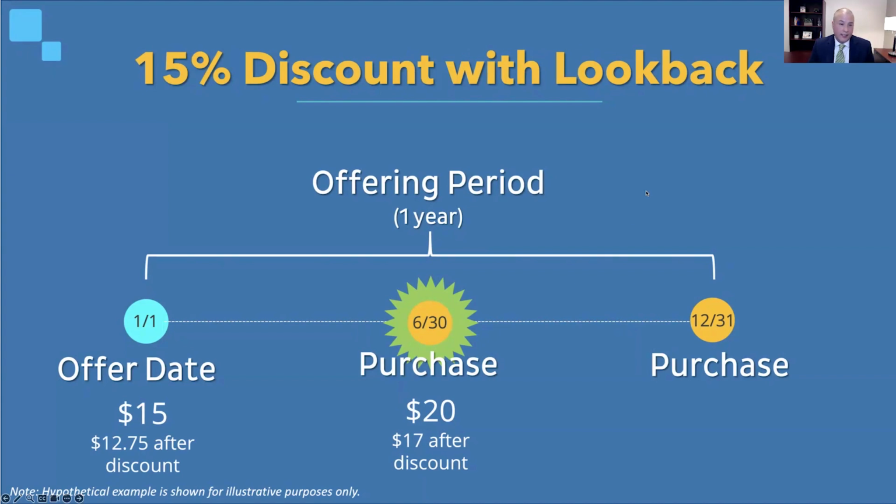So in this example, the stock was trading at $15 a share on the offer date. The purchase price on the purchase date was $20 a share on June 30th. It allows you to take the lower of those two prices, which obviously is $15 per share, and lets you take the discount off of that lower price. So you could potentially get $20 shares at $12.75 after the discount, right?